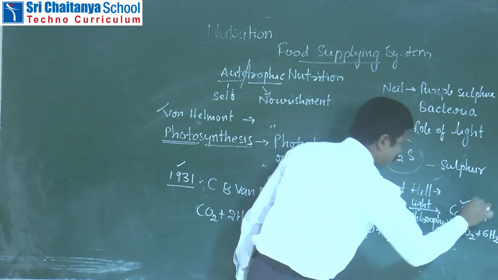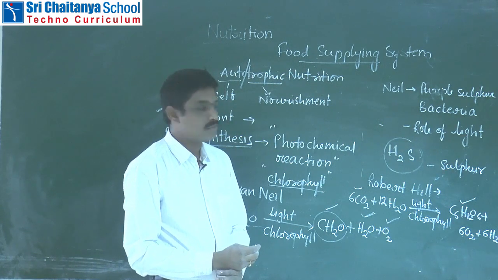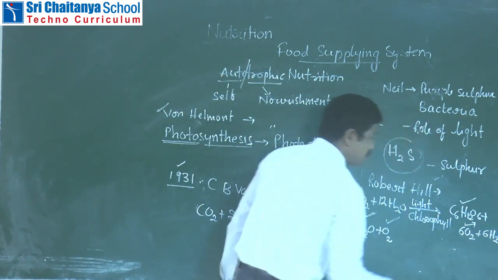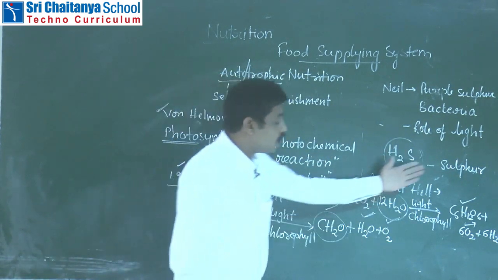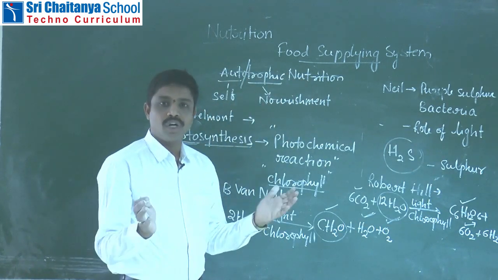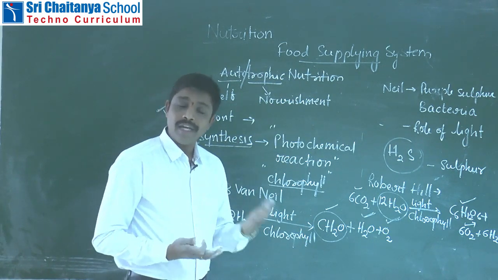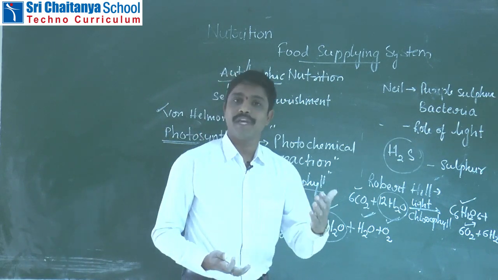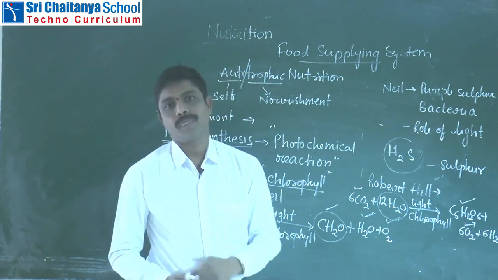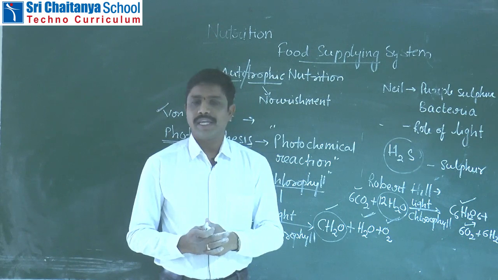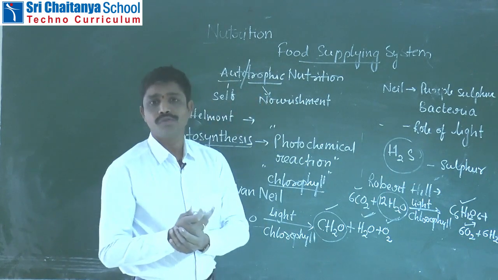Here, for the synthesis of one molecule of glucose, it utilizes 6 molecules of carbon dioxide. So whatever oxygen is released into the atmosphere is only from water. It was said by Robert Hill. So plants are universal food providers. Plants are autotrophs. Why? How? Plants not only prepare carbohydrates but also prepare lipids and proteins. That's why plants are autotrophs. But animals can't prepare their own food. They depend on plants for food.